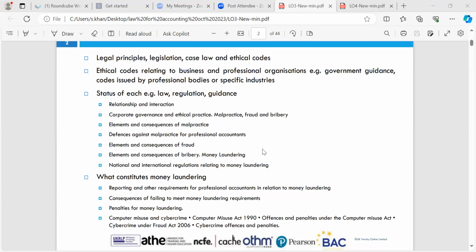Status of each, for example, law, regulation, guidance. We've got the relationship and interaction, corporate governance and ethical practice, malpractice, fraud and bribery, elements and consequences of malpractice, defences against malpractice for professional accountants, elements and consequences of fraud. And is there growing concern within fraud, bribery, money laundering?